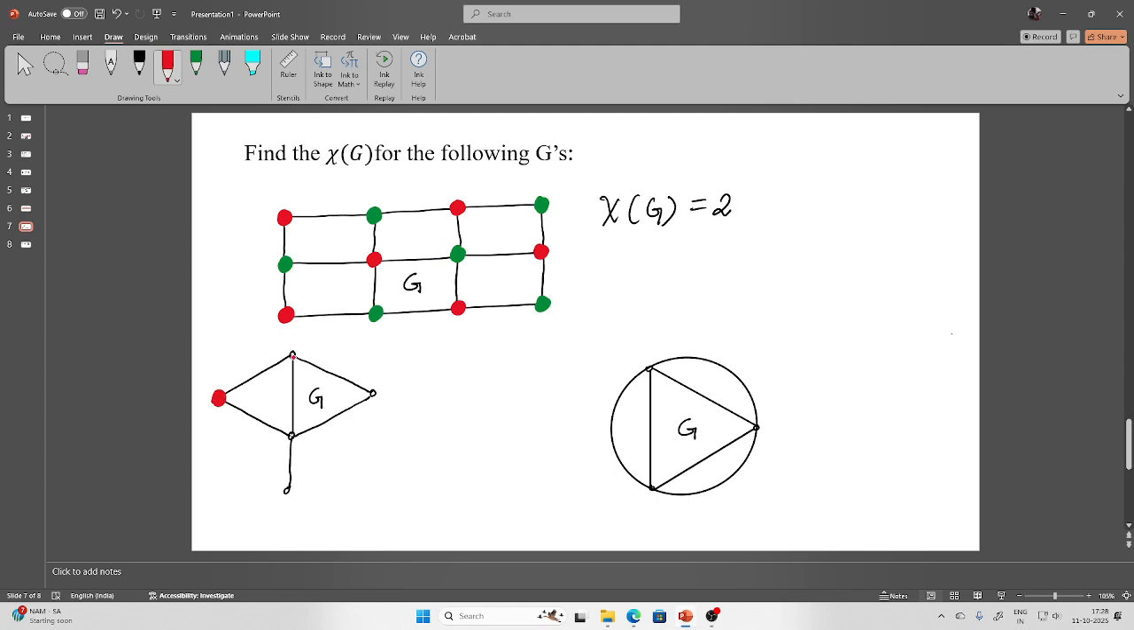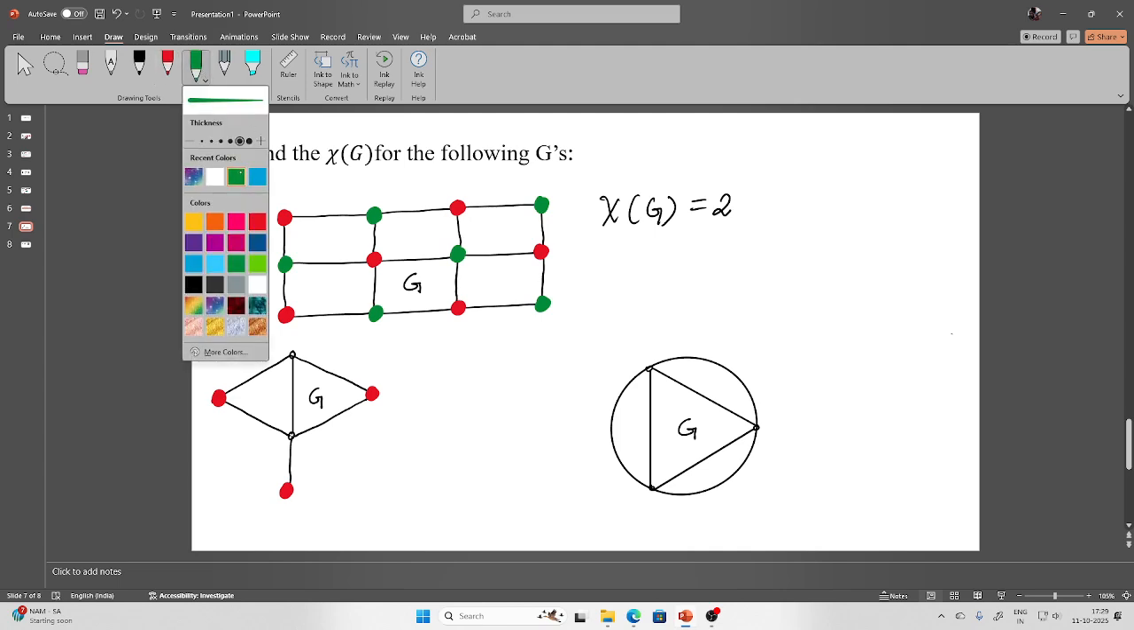Similarly, if we look at this particular graph, I start with, let's say, this vertex. Can I paint red here? No. Can I paint red here? No. Can I paint red here? Yes, I can paint with red color. Can I paint this with red color? Yes, I can. Now, the red color can no more be further used.